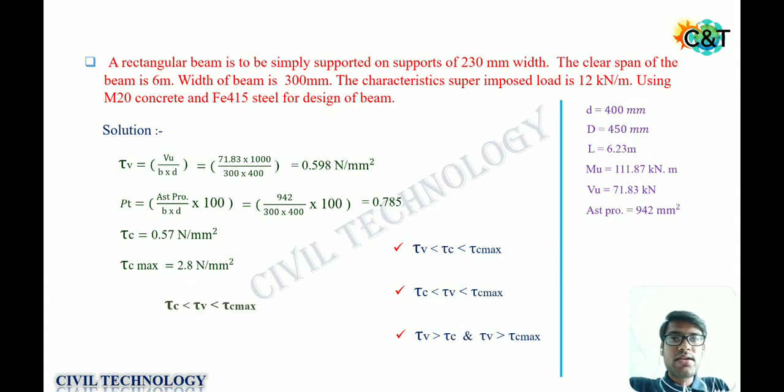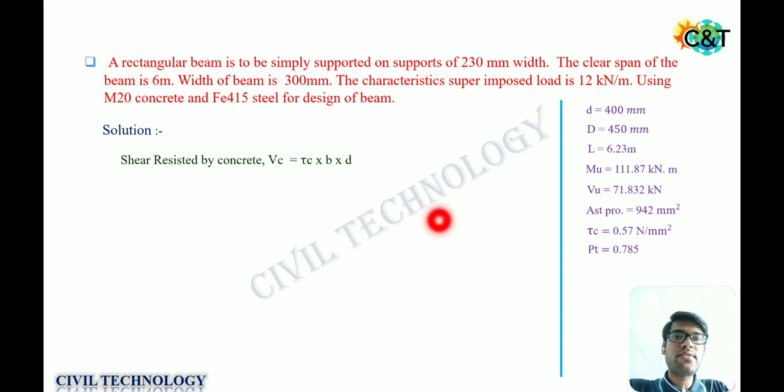First of all we have to calculate how much shear can be handled by this concrete section. For that we have a formula: shear resisted by concrete, Vc, will be equal to tau c multiplied by b into d. We have all these values, so just put them down and you will get the shear resisted by concrete, which is 68,400 Newton.